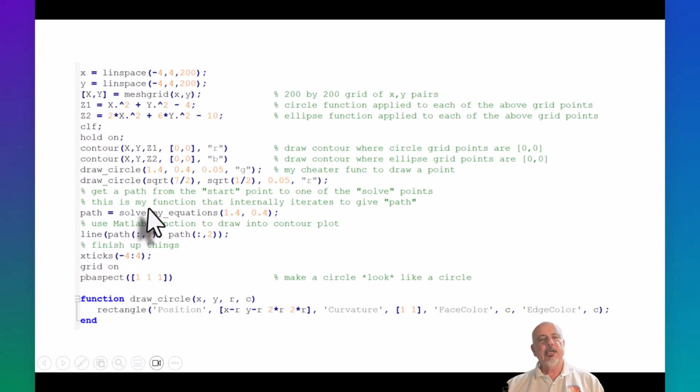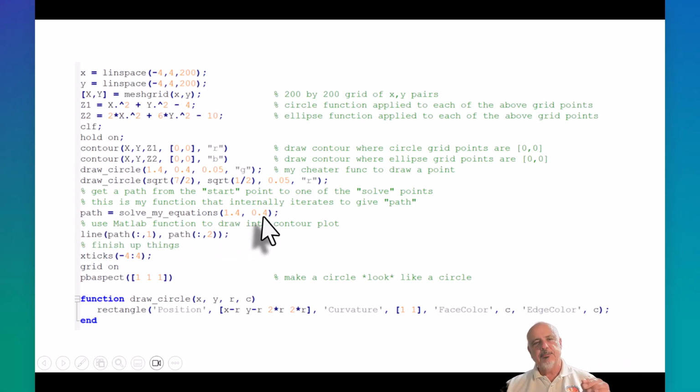Okay, so here's the meat. The meat is going to be in solve my equations. The solve my equations function is going to take that starting point, the 1.4 and 0.4, and create a path from 1.4 and 0.4 towards what will be the solution. Let me show you how to do that in just a minute. But the result of solve my equations is going to give me a path.